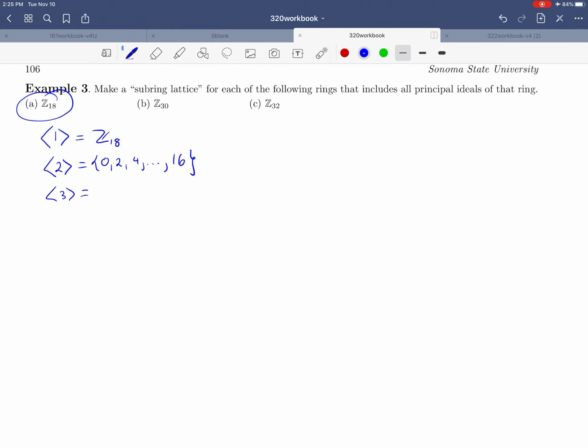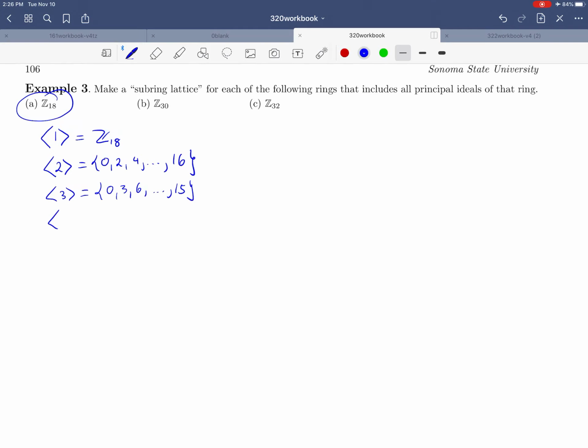And then what about 3? Well, that's all the multiples of 3. And so the highest we can go there is 15 in Z18. And then what about the principal ideal generated by 4? Well, you can convince yourself that is the same as the principal ideal generated by 2, so we don't need to write that down separately. So you'd have 0, 4, all the multiples of 4, but since we're going Z mod 18, that will eventually give us 2, for example, and so we get all the multiples of 2.